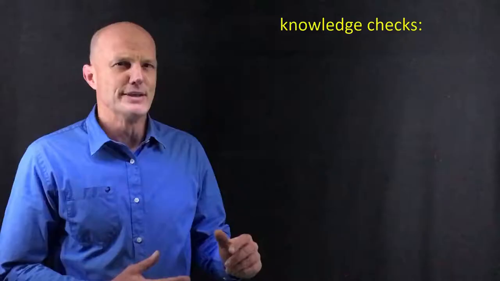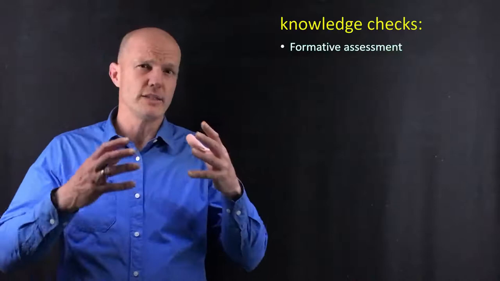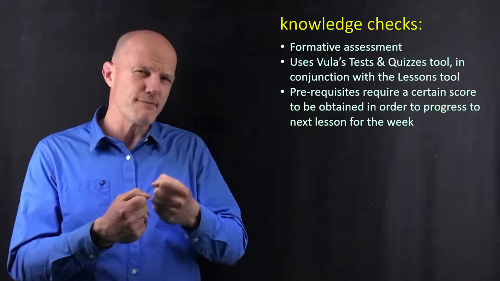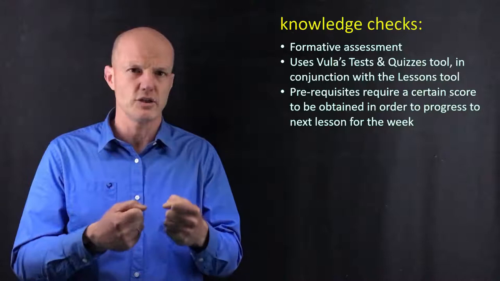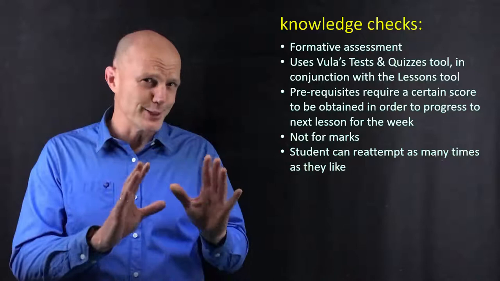Good. So let me quickly run you through the key features before we do an example. It's really a form of formative assessment, which takes advantage of Vula's tests and quizzes tool and also its lessons tool. The lessons tool has a prerequisites feature, which the knowledge checks take full advantage of, basically preventing students from moving on to the next lesson until they've got a certain score for the knowledge check. Now, the knowledge checks are not for marks, and the students can resubmit as many times as they like, but they must get the certain score in order to progress.